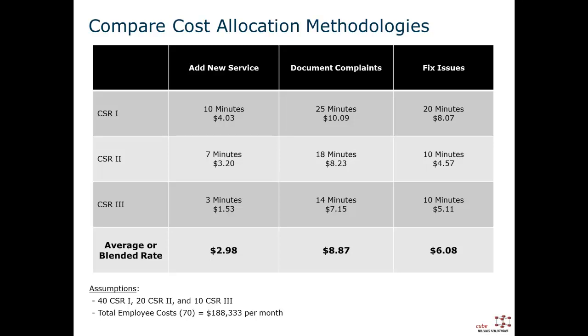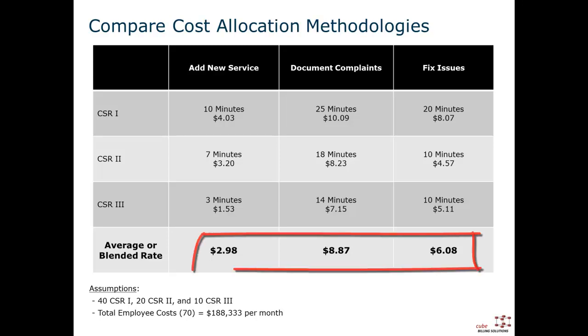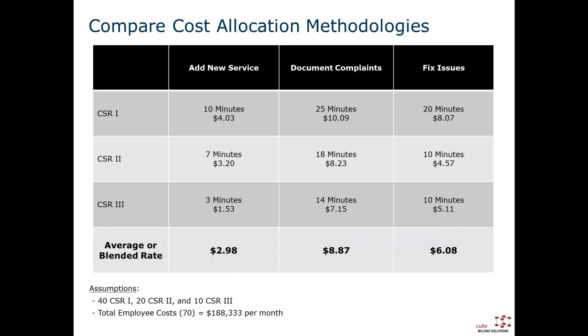What we find for our portfolio rates, to add new service, the average rate is $2.98. To document complaints, it's $8.87, and to fix issues, it's $6.08. So each time a client has an issue that's fixed, the allocated cost would be $6.08.